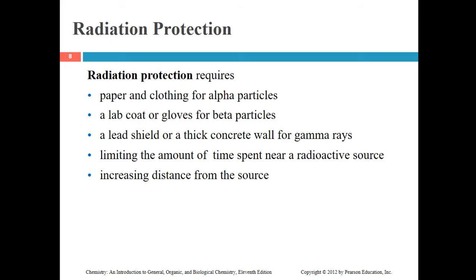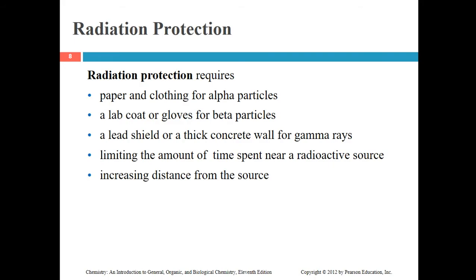Now, gamma rays, though, it's much harder to stop them, and that's where the lead shield or thick concrete wall comes in. When they thought we were going to be in the Cold War, us and Russia thought that there was going to be a nuclear war, and there were, of course, all these bomb shelters underground under concrete.